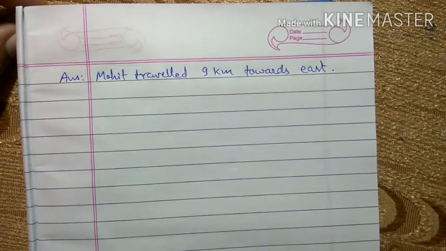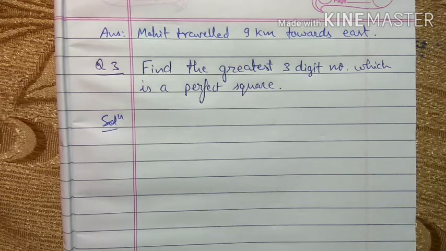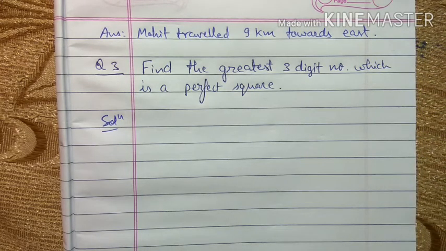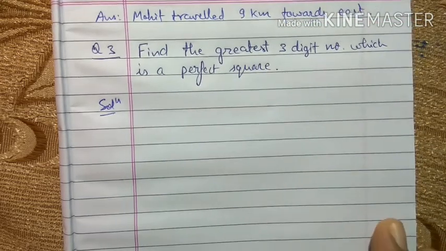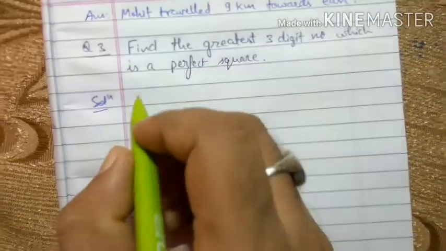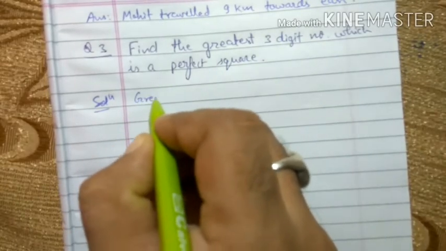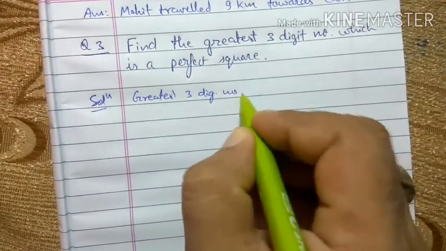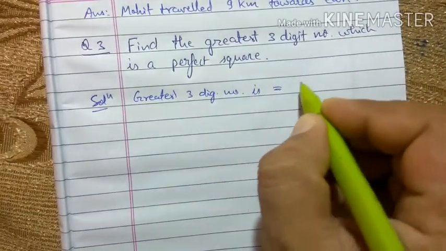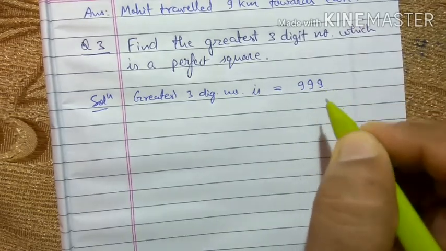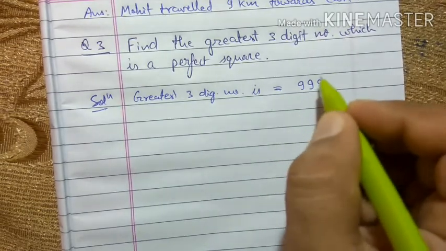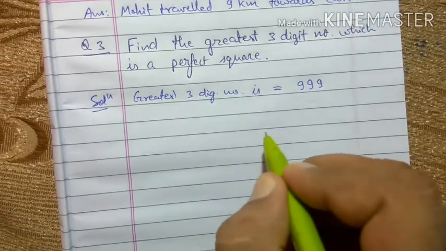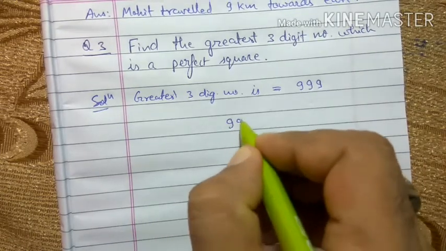Now come to the next question. This is question number 3, in which we have to find out the greatest 3-digit number which is a perfect square. Okay, so first of all we know the greatest 3-digit number is 999. So we have to check if 999 is a perfect square or not by using the division method. So we may check 999.